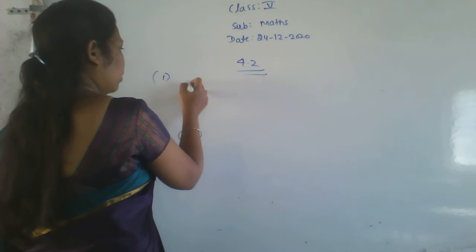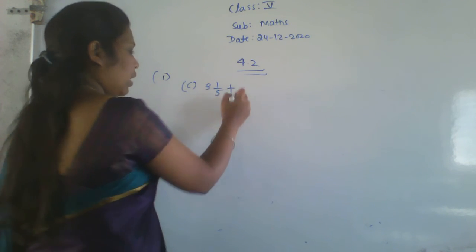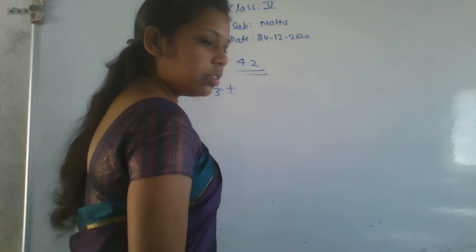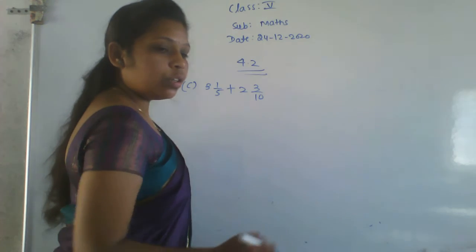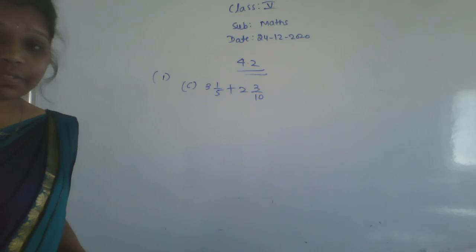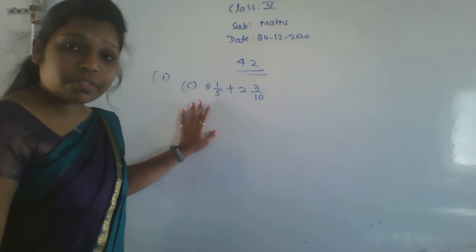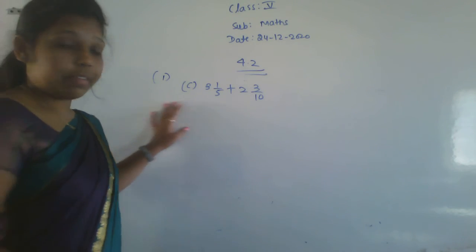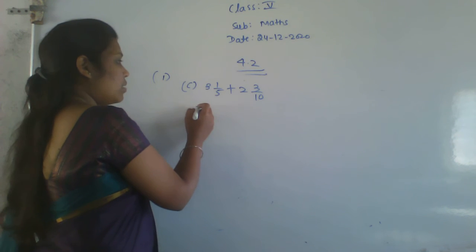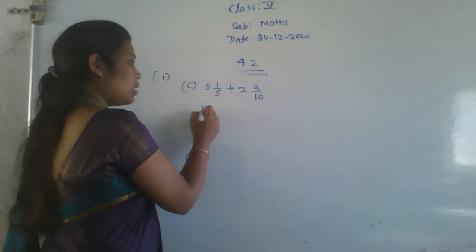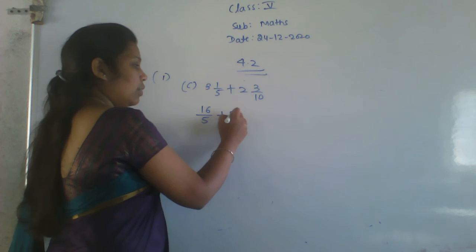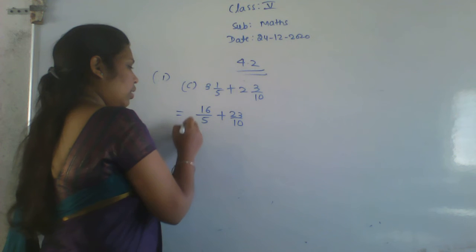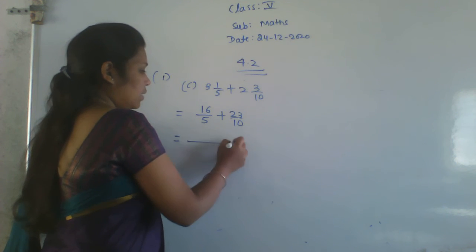First problem: 3 integer 1 by 5 plus 2 integer 3 by 10. Here they have given mixed fractions. First convert these mixed fractions into improper fractions. How to do that? 3 fives are 15, 15 plus 1 is 16 by 5, plus 10 into 2, that is 20 plus 3 is 23 by 10. Now take the LCM here.